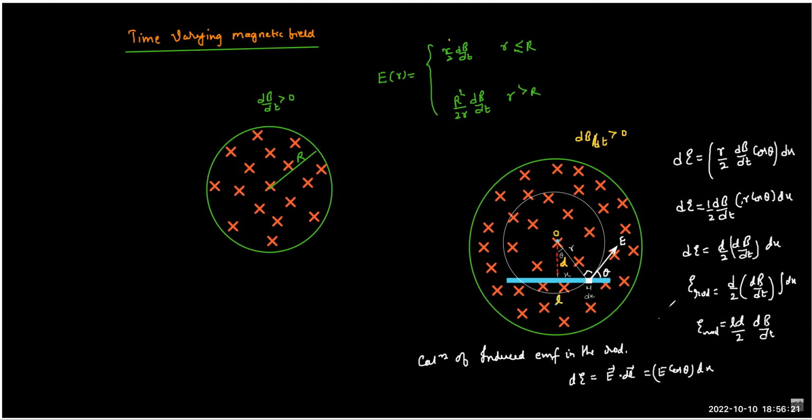So now what we can realize from this formula? So finally we got the answer. And what we realized from the formula is that the induced EMF in the rod depends on the distance from the center, the perpendicular distance, right?